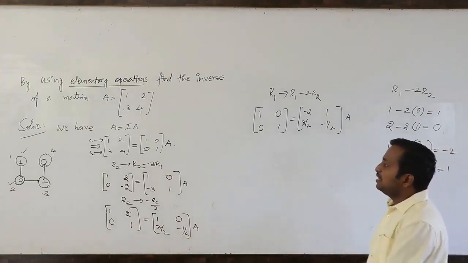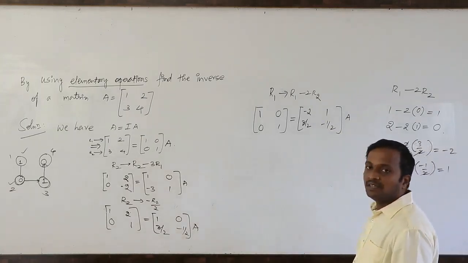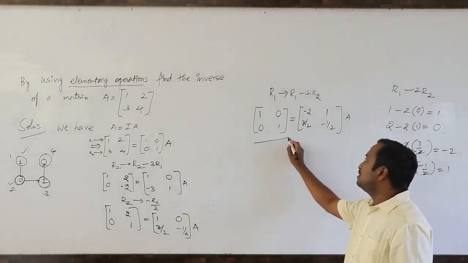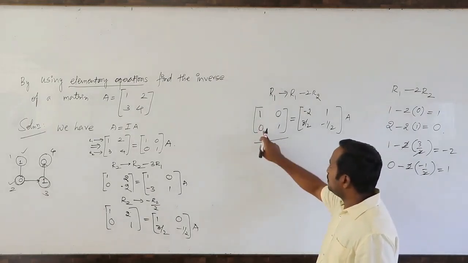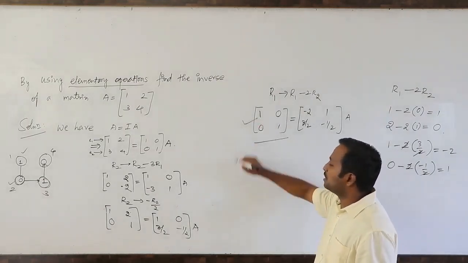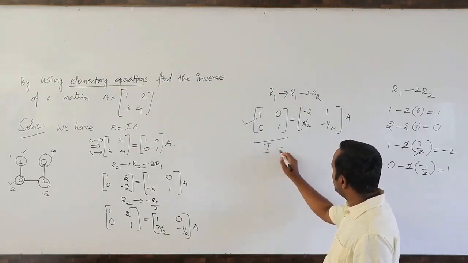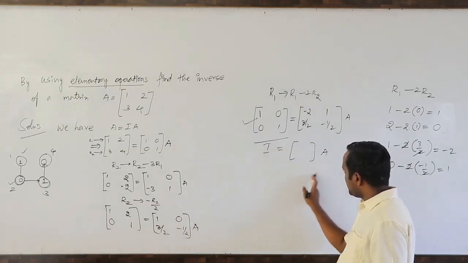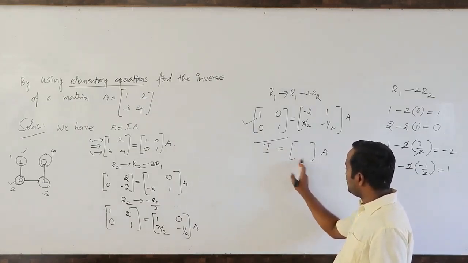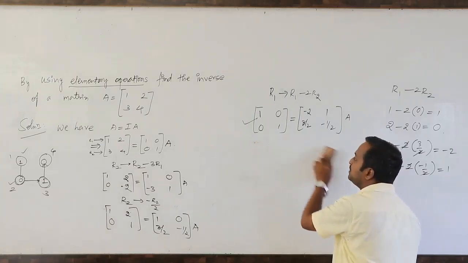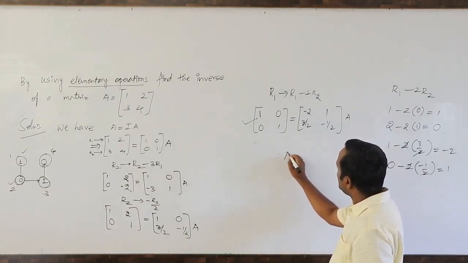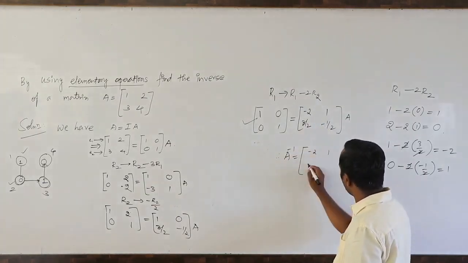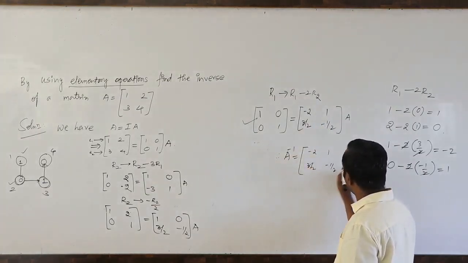Okay? This is the idea of how to find the inverse of a matrix. Just observe 1 0, 1 0. This is nothing but what? Identity matrix. A into B equal to I means the inverse of A is this matrix. By using the definition, A inverse is equal to minus 2, 1, 3 by 2, minus 1 by 2.